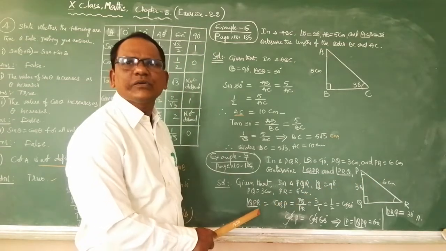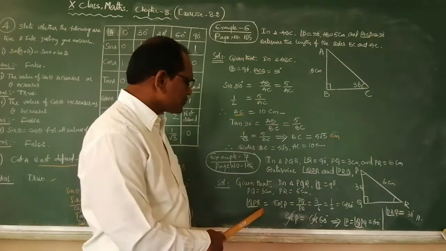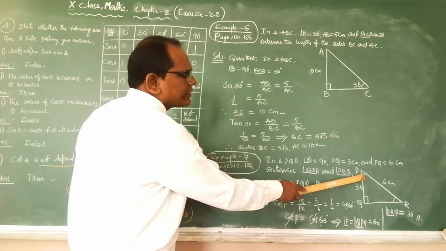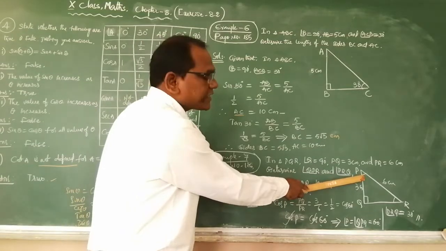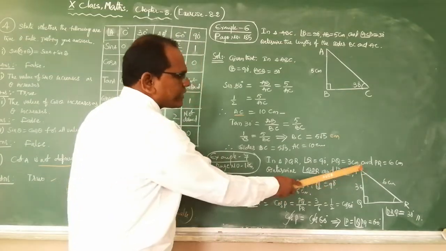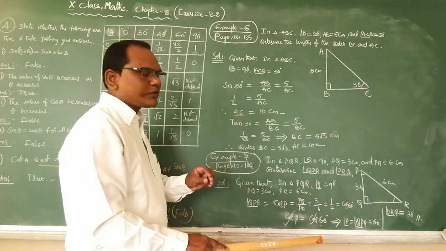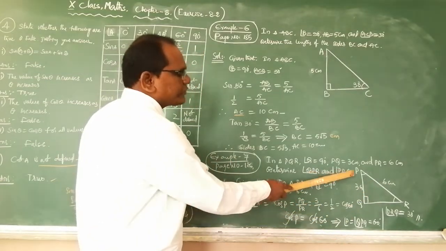Therefore, what is required here? Angle P is required. We are going to consider angle P, which is an acute angle. These two sides we know very well, and we don't know the third side. We are going to find out the angle QPR and the angle PRQ.